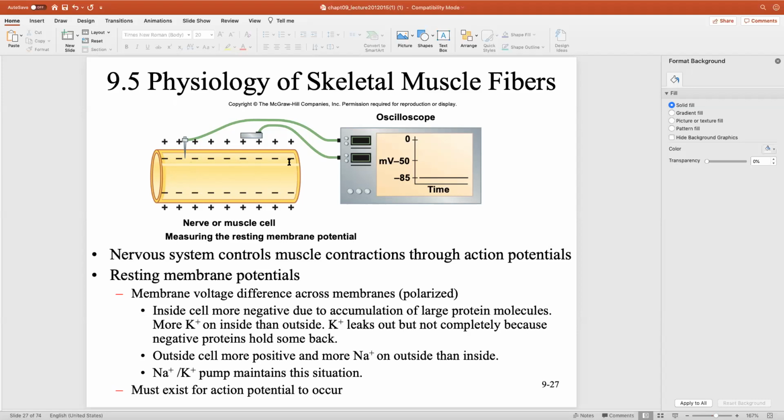Only that region is slightly negative. It's slightly negative at minus 85 to minus 90 millivolts. Depending on different books, they'll talk about each one. All right? At rest, then, this lining right here of the plasma membrane is slightly negative. And there's a difference in charge between the outside of the cell and the inside. Because there's a difference in charge, we say that the cell is polarized.